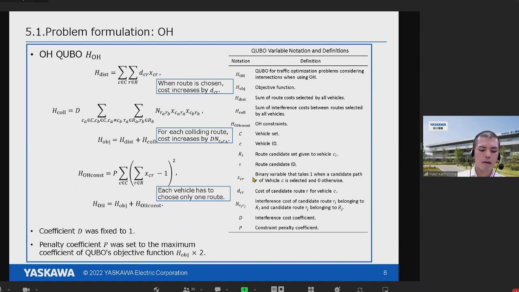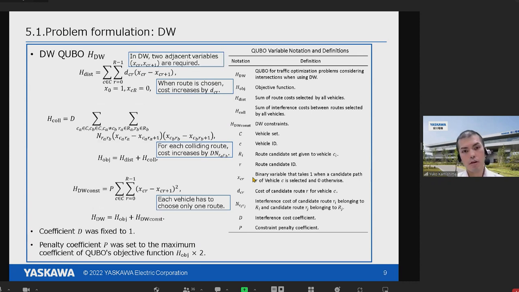The QUBO formula of the traffic optimization problem considering crossings for one-hot encoding is as shown in this slide. Each vehicle has a certain number of candidate routes, and when one route is chosen, the cost increases by the cost of the chosen route. So that's this H_DIST. And for each colliding route, the cost increases. And this is the H_COL. And for the constraint function, a one-hot constraint is given for each vehicle. So this makes each vehicle choose only one route.